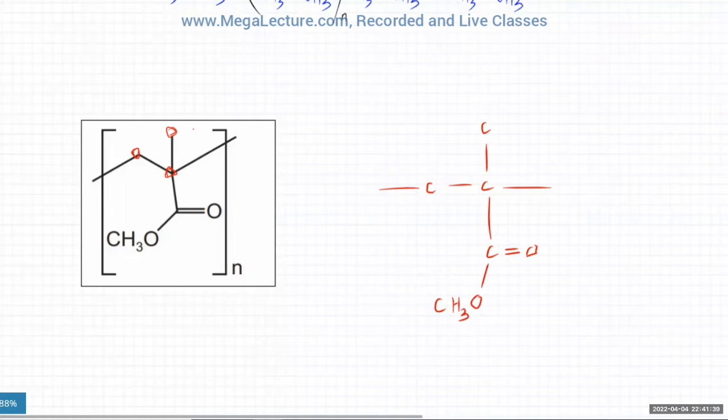And you add in the hydrogens. There's going to be, I guess, 2 hydrogens with this one. There should be 3 hydrogens with this one. So you bring in the hydrogens, and this is your repeat unit.